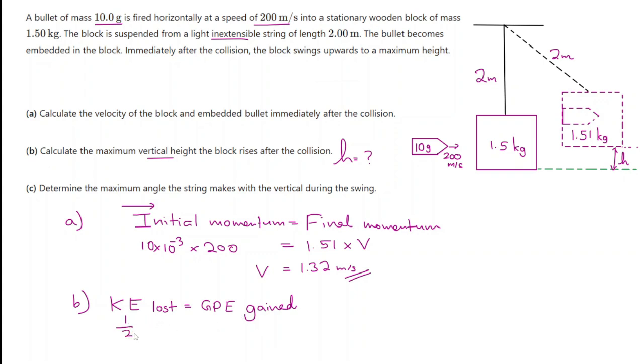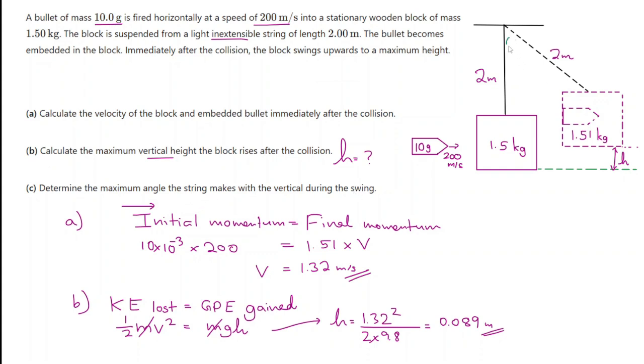So kinetic energy of the system, half mv squared, is equal to mgh. Now I don't need to really worry about the mass because it's the same and it's going to get cancelled out, which is 1.51 we know, but you don't need to do that. Height is v squared, which is 1.32 squared, divided by 2 times g, which is 9.8. So here I get 0.089 meters, or about 8.9 centimeters.